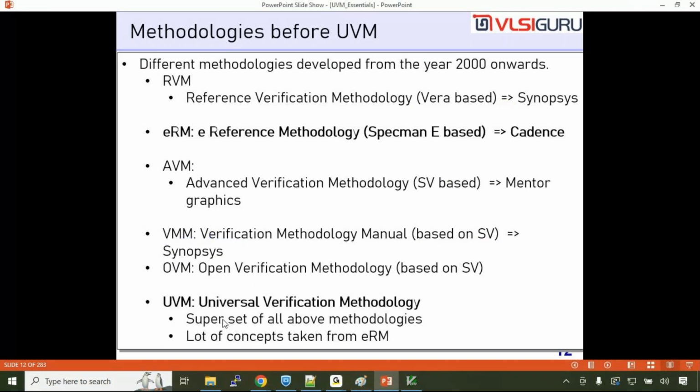Finally, people started thinking, do we really need so many methodologies? It is again going back to the same thing, Vera, Specman, all that. So companies collaborated and said, let's have one common methodology which the industry will use. That is UVM, Universal Verification Methodology. It is a superset of all the above methodologies, with a lot of concepts taken from ERM. ERM is a very important methodology among all of them. They have taken a lot of features from ERM, and that is all it is.